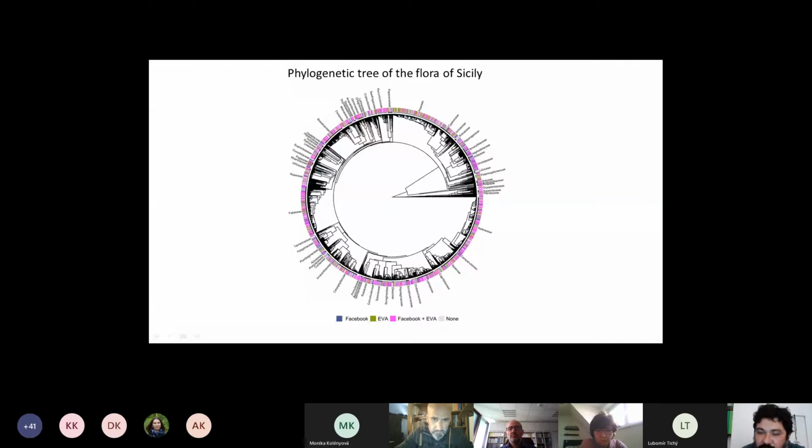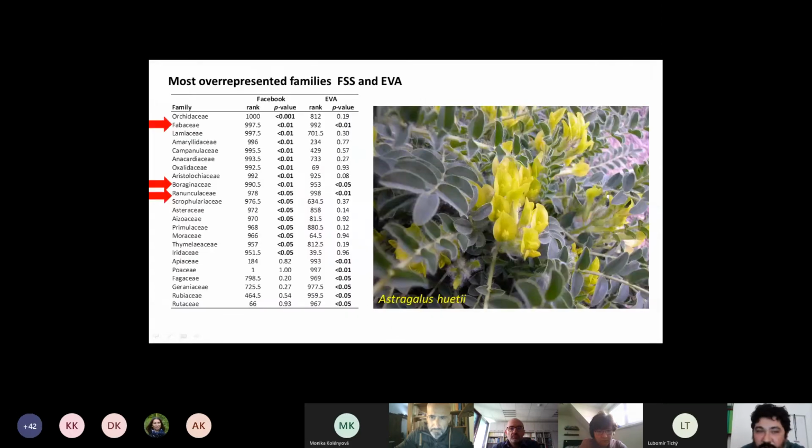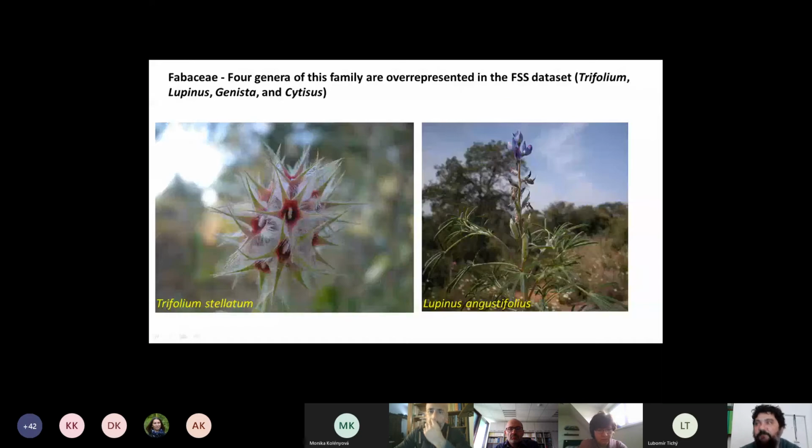But when we analyzed by noticing the families and genera overrepresented in Facebook and in EVA, we saw that there are only 3 families overrepresented in both datasets: Fabaceae, Boraginaceae, and Ranunculaceae. I will talk a bit about some of these families, not all of them. For example, for Fabaceae, 4 genera of this family were overrepresented in the Facebook dataset, in particular Trifolium, Lupinus, Genista, and Cytisus.